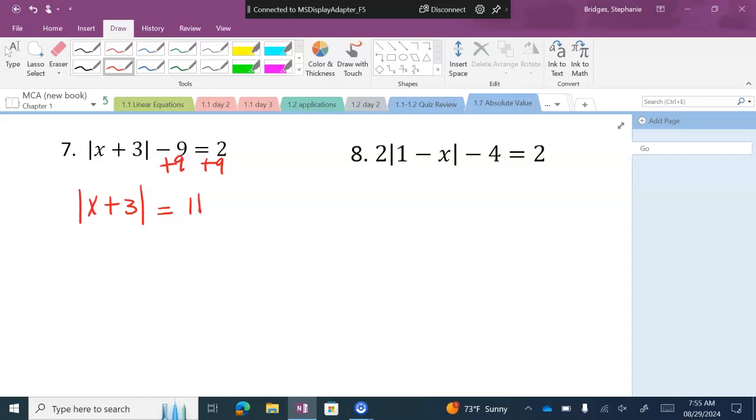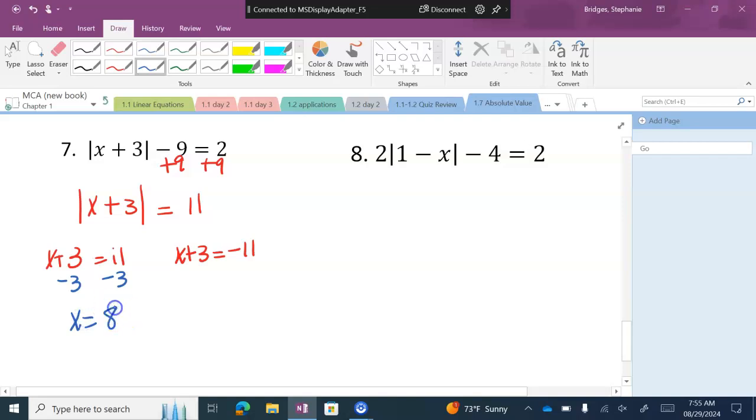All right, so let's see. x plus 3 equals 11, and x plus 3 equals negative 11. So I'm going to subtract my 3 over. So x is going to equal, what is that, 8? And then also what else? Negative 14.